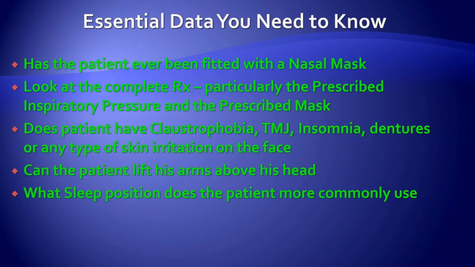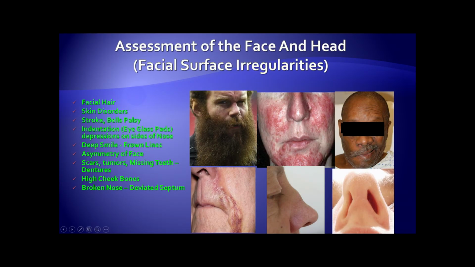Can the patient lift his arms above his head? Again, another factor for success. And what sleep position does the patient more commonly use? A patient who sleeps on their stomach is going to have trouble if the mask has an elbow on it, which is likely to break with a lot of pressure. Another consideration with sleep positioning is those patients that sleep on their sides. In regards to the mask, the lateral pressure from sleeping on your side may dislodge the mask and cause a leak. The assessment of the face and the head is really a search of the facial surface for irregularities.